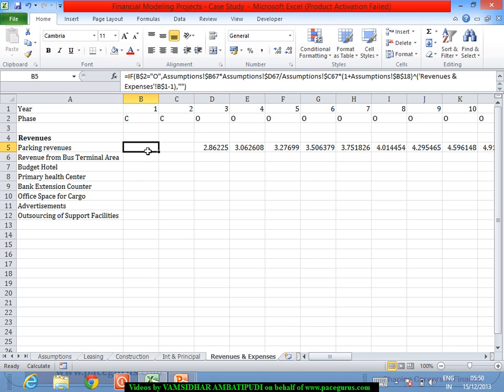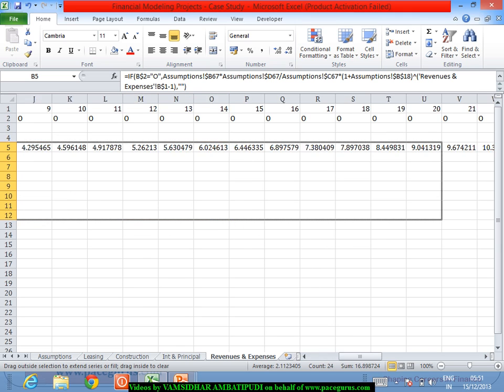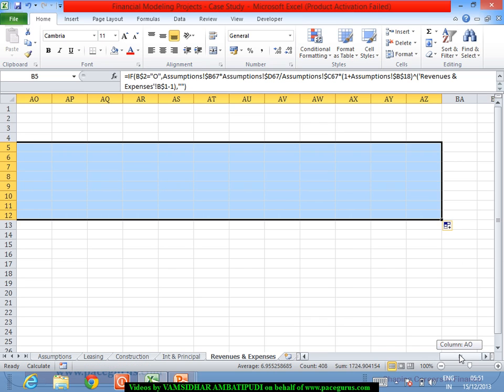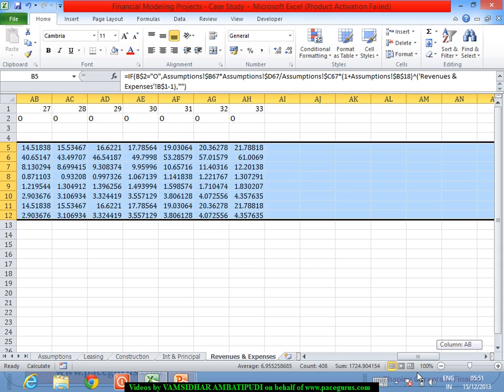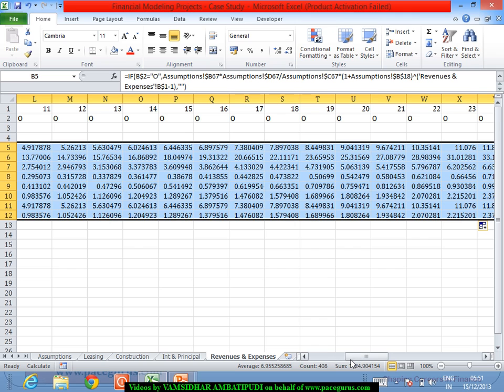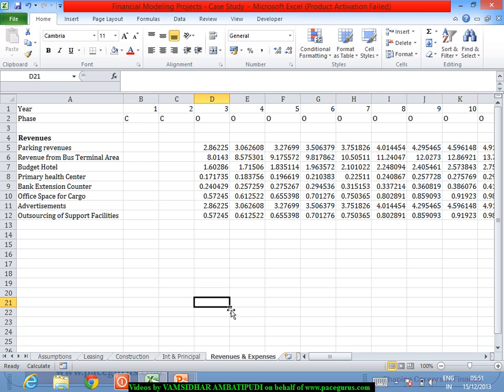Now it might very well be possible that I can quite comfortably drag this formula till the last and even towards the right, because we have taken the right mix of the Excel formula across. So these are the various sources of revenues for us during this entire period.